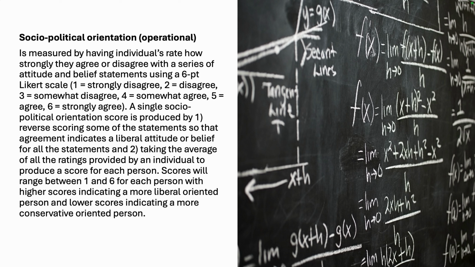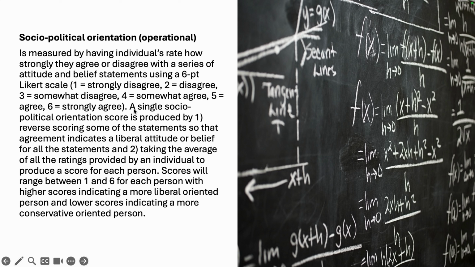Now, we then turned it into an operational definition. Now, this was the rules for how we were going to generate data. So, we said that we were going to have our participants, people who take our questionnaire, rate a series of attitude and belief statements using a 6-point Likert scale. So one would equal strongly disagree, six would equal strongly agree. Then we specified the rules for how to get a score out of those ratings, a single score that we could then use to do analysis with.